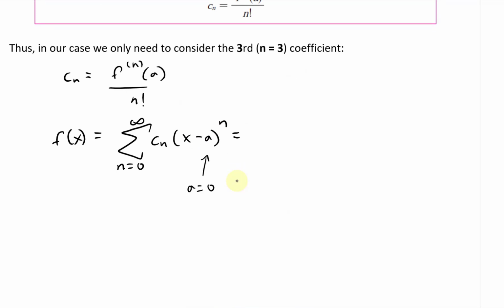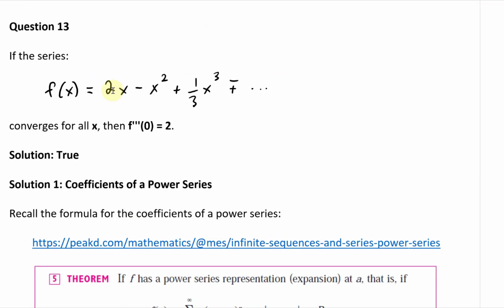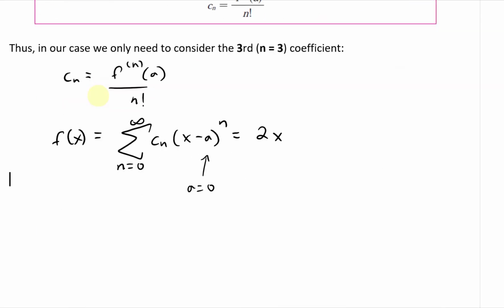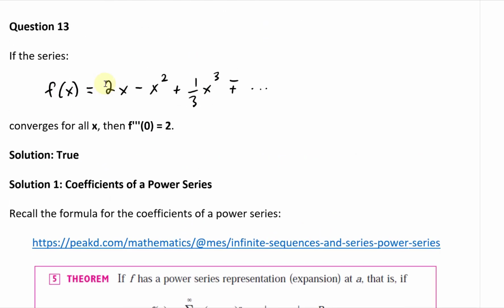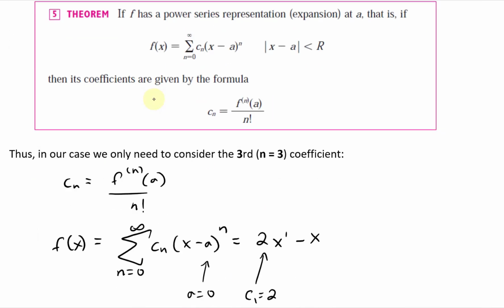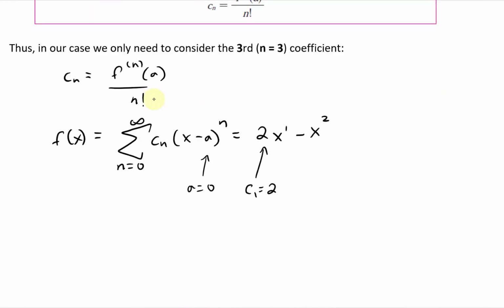So in our case, we have 2x, like that. And in this case, you can see there's a 0 there. For n equals 0, it just vanishes. So this would be power of 1. This right here is our c1 equals 2. And then the next term is negative x squared. So c2 equals negative 1.